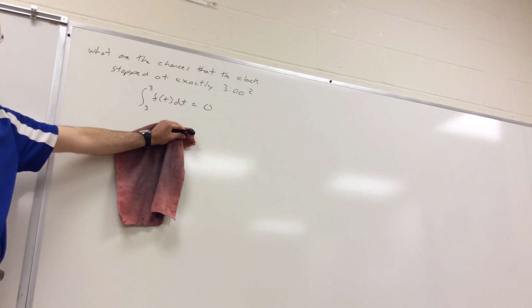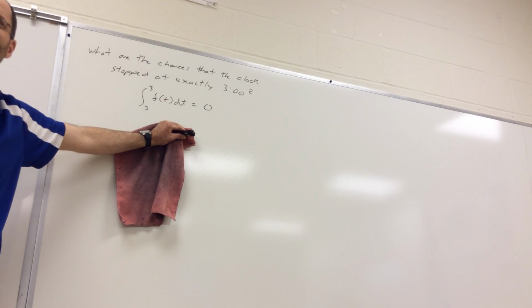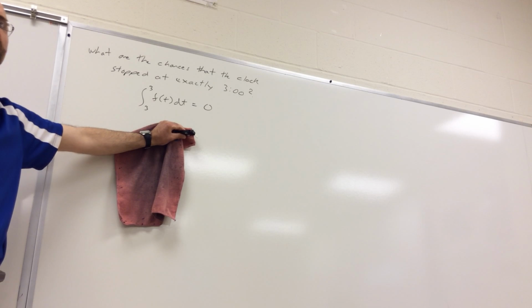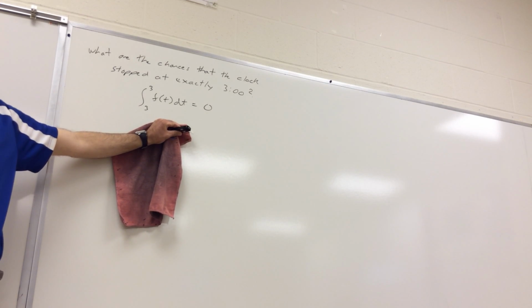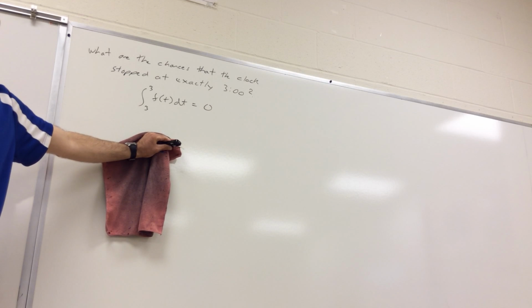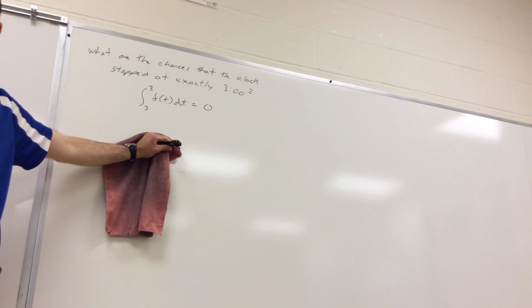They don't like that the chances... they think there is a chance that it stopped at exactly 3 o'clock. But I would say, hey, if you think it reads 3 o'clock, maybe it actually reads 3 o'clock and 1 nanosecond. Or maybe it actually reads 3 o'clock and 1 second. So the chances that it reads 3 o'clock are extremely tiny. You can at least agree with me on that, right?